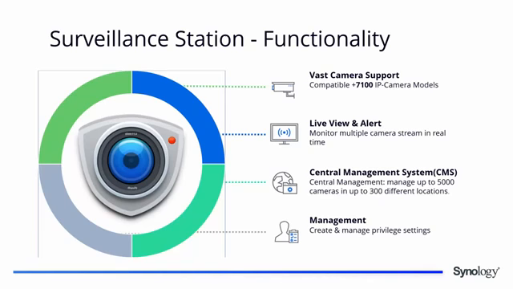Another highlighted feature of the Surveillance Station is the Central Management System, or CMS for short. This is an excellent feature which will allow the user to control and manage cameras that are deployed in many different locations. It is possible to manage up to 5,000 cameras that are deployed in up to 300 different locations.